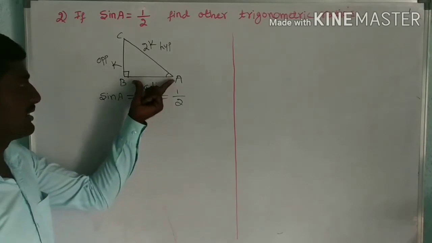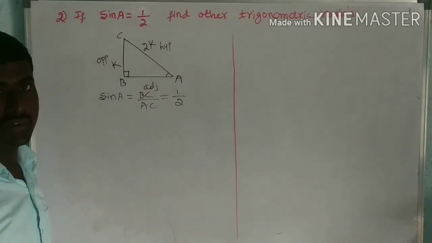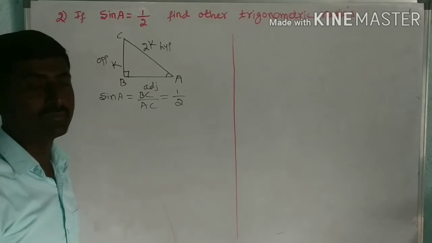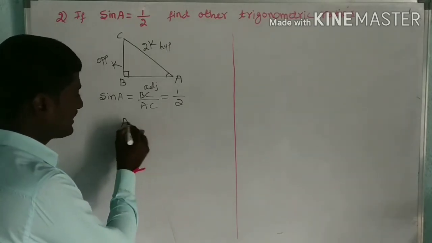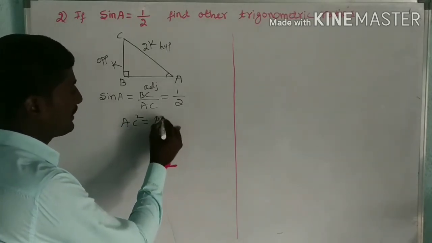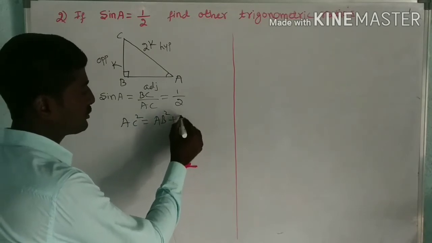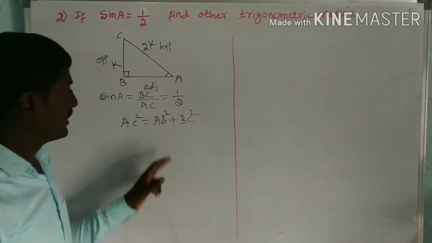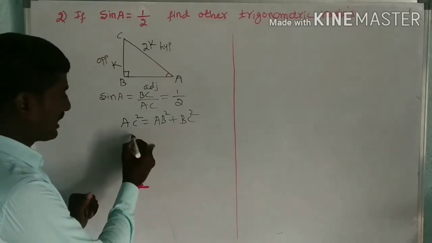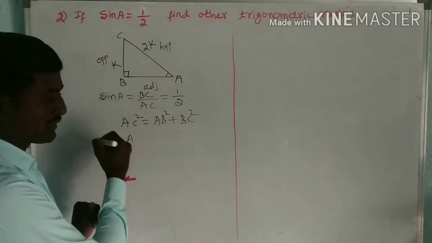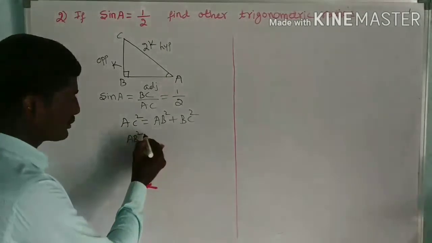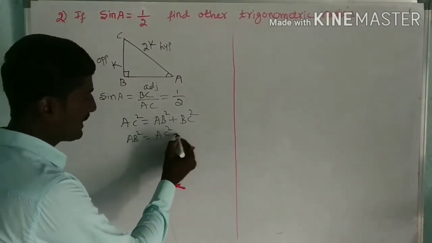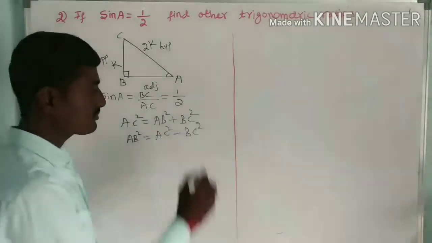Now I have to find the third side. AB I have to find. For this, let us apply the Pythagoras theorem. So now here AC square is equal to AB square plus BC square. This is according to the diagram only. But I want AB square, so I will take BC square to the left. AB square is equal to AC square minus BC square.